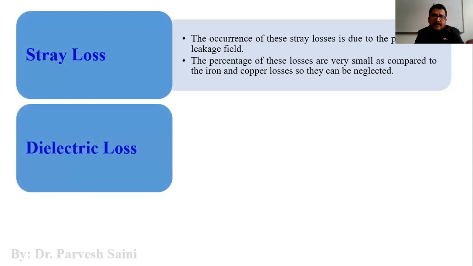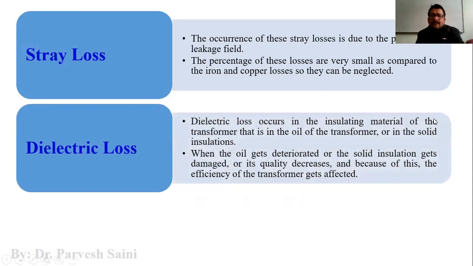The next type of loss that we have is the dielectric loss, and dielectric loss is the loss that occurs in the insulating material of the transformer, that is, either in the oil of the transformer or in the solid insulation of the transformer. Oil is basically used to cool down, as we have various types of transformers based on their cooling mechanism, and also it is used to provide insulation.